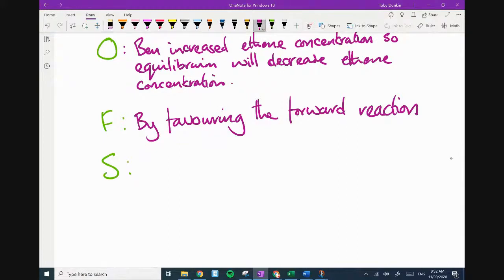Why is it suddenly shrunk in size? Weird. Oh, it's because I've chosen a different thing, isn't it?